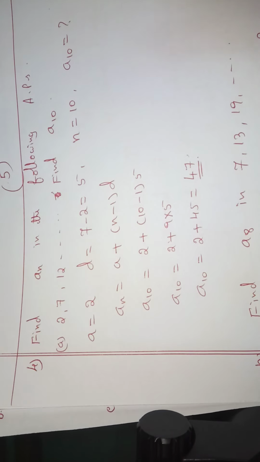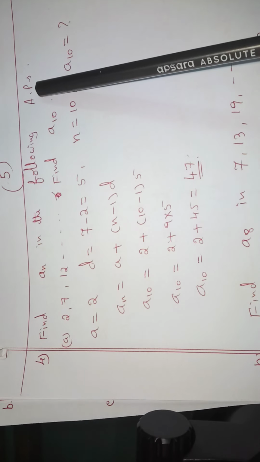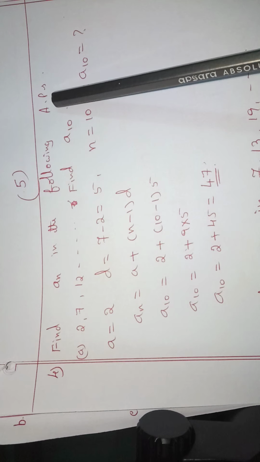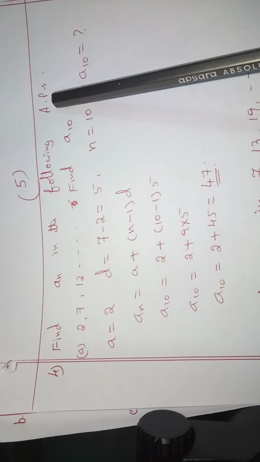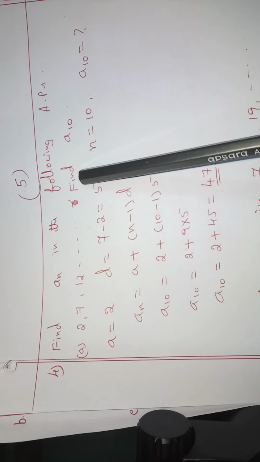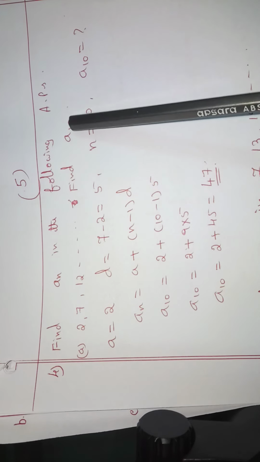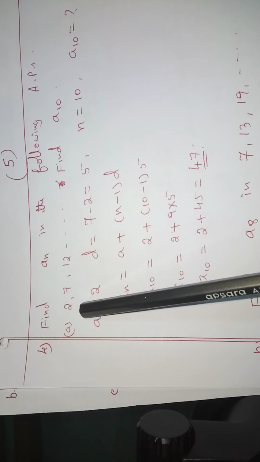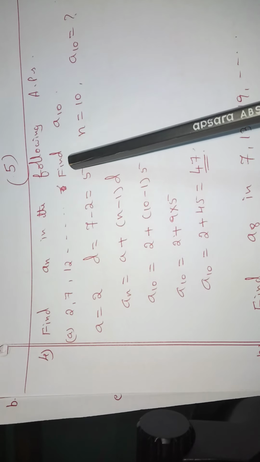Now let us solve the next sum. Find AN in the following APs. First question. Find A10 in 2, 7, 12 and so on.